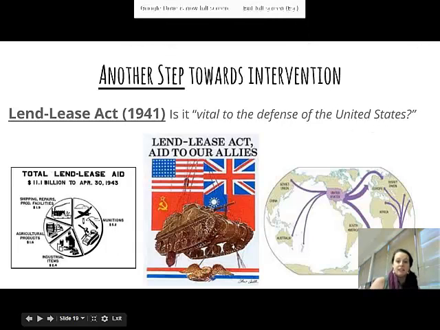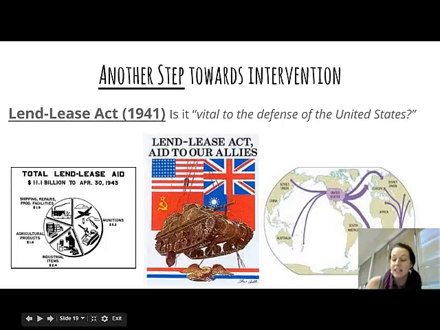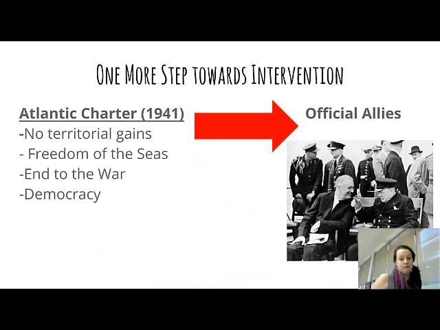The statement is, if it is vital to the defense of the United States, it is okay to help other countries with weaponry and with other supplies. So you can see right here, this is a gigantic shift, because before, the United States was saying, well, cash and carry policy says that if you pay cash for it immediately, we'll be able to sell it to you. But now the Lend-Lease Act is saying, we can give you some help and don't really worry about paying us back right now. So again, this is another huge shift towards intervening and helping out the Allied powers.